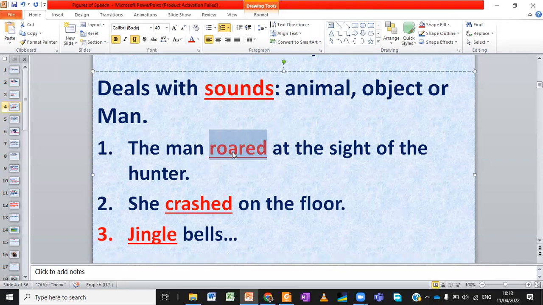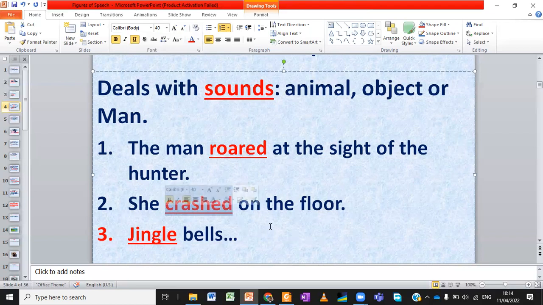The man roared. When you hear the word roar, what comes to your mind? Or what animal, what person, what comes to your mind? A lion. A lion, good. Now, she crashed on the floor. When you hear the word crash, what image comes to your mind? Like a plane, like a vehicle, or plates dropping on the floor? Yes, she crashed on the floor. So that imagery comes to your mind.